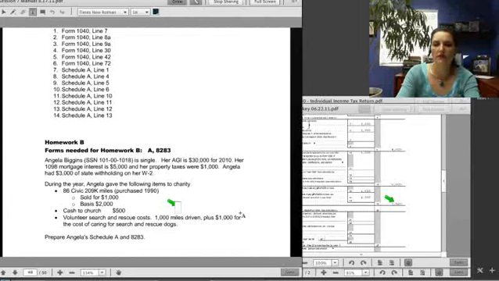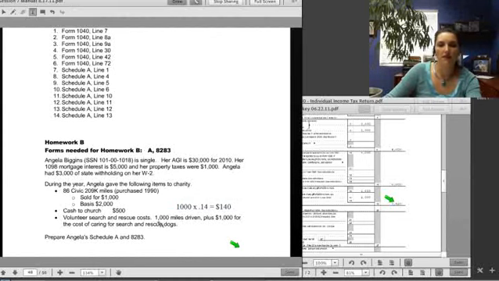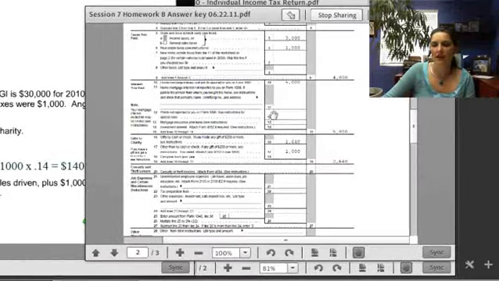So, of course, to figure the cash portion of her deduction, we had to take the volunteer expenses, and she is allowed to claim 14 cents a mile for the cost of the search and rescue mileage, and so we get $140 for that. And then to that number, we're going to add the $500 to the church and the $1,000 for physically the cost of caring for those dogs. So that is where we get $1,640 as the total cash contribution deduction for Angela Biggins.